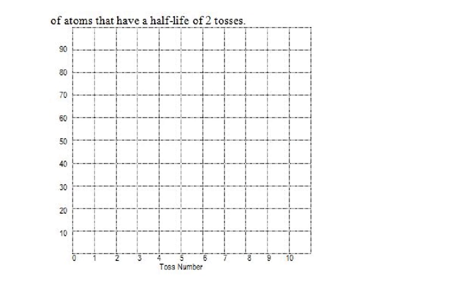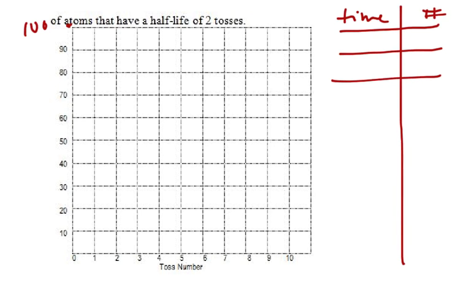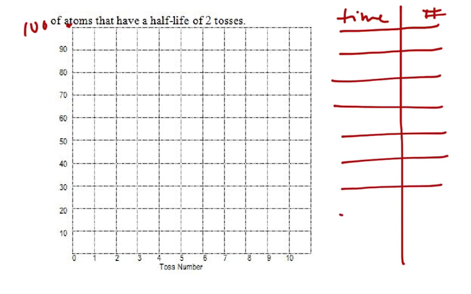One of our problems was to draw a graph if the half-life was 2 tosses. So let's say we put a dot up here at 100, and we could make a little data table of time and the number of particles left over. So let's say at time 0 we would have 100 particles. So after 2 tosses, because it says the half-life is 2 tosses, we would be down to 50. So we would put a dot in here on 2 at 50.